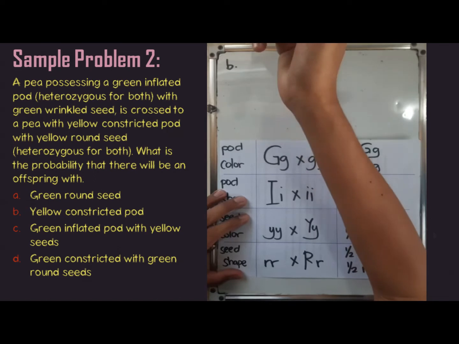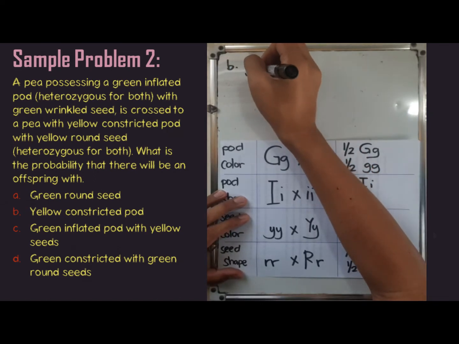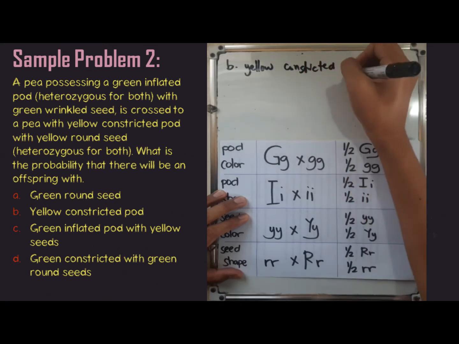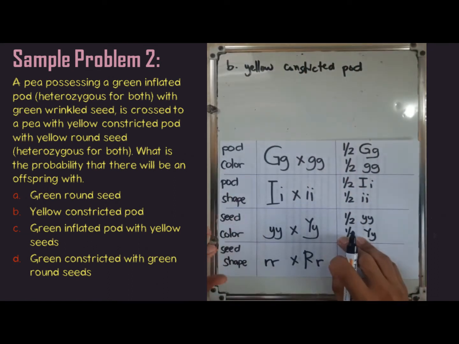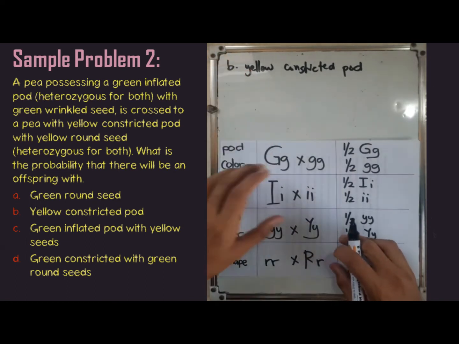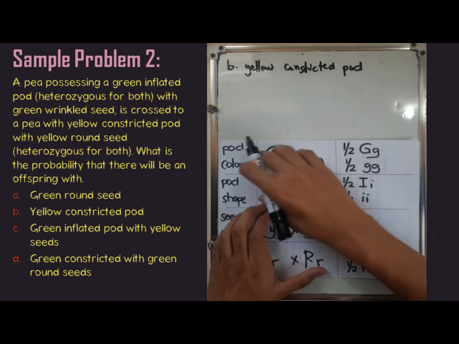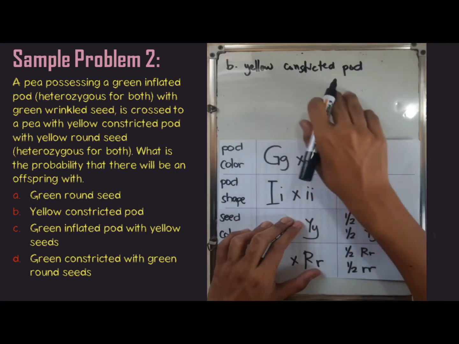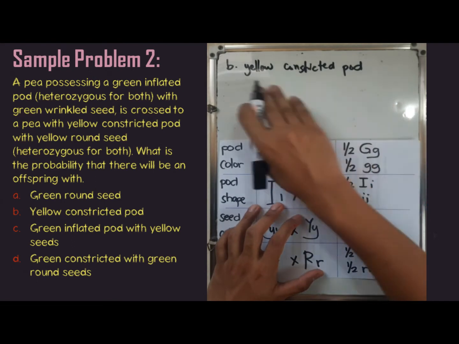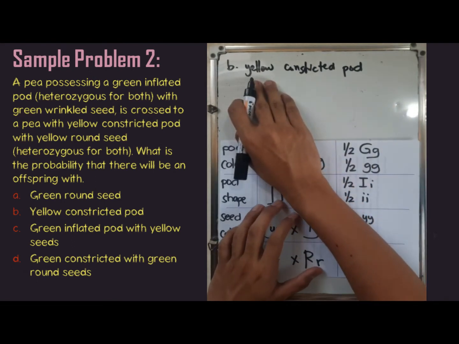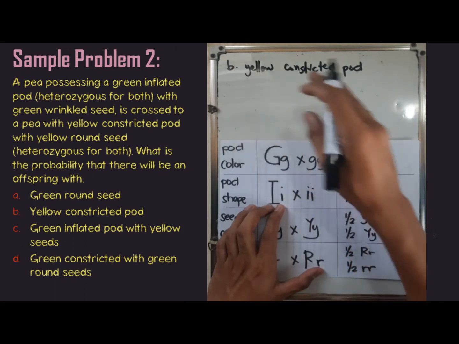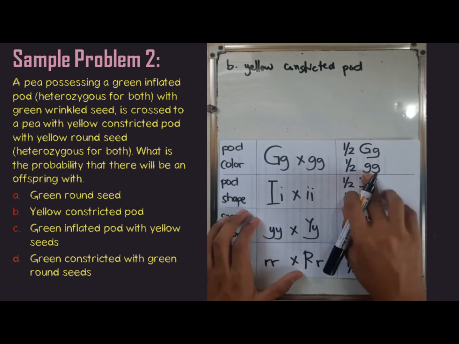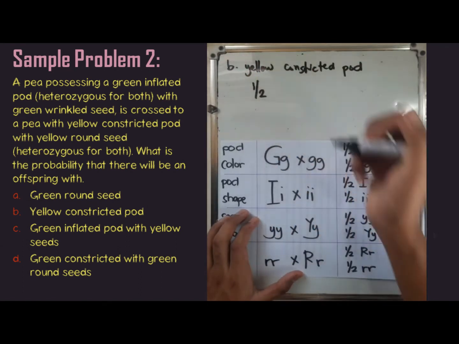For letter B, it states that we are looking for the yellow constricted pod. Okay? Since we are now going to locate here the different characteristics that are present on the pod, we are just going to focus on the upper portion. So, it states here, yellow constricted pod. The probability that the parents would have an offspring possessing yellow pod is equivalent to 1/2, if you locate it on the table that you created. So, that would be equivalent to 1/2 yellow pod.